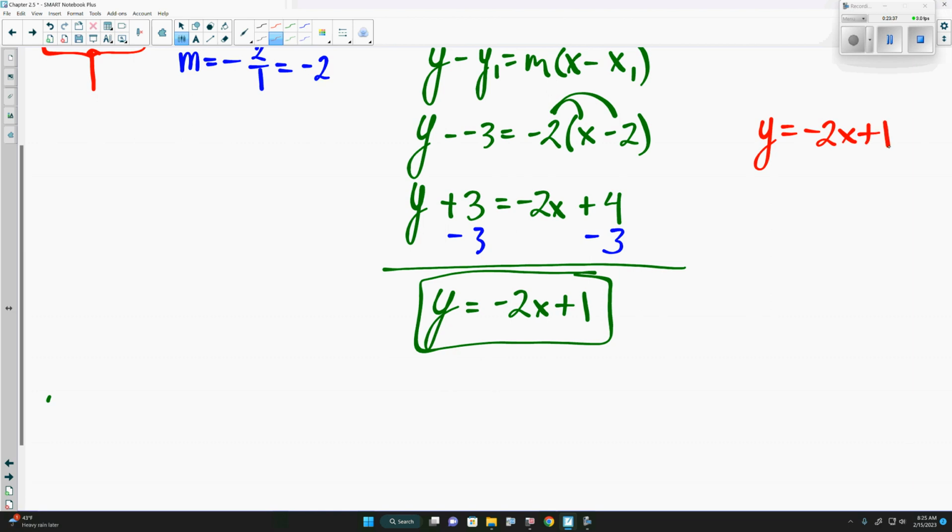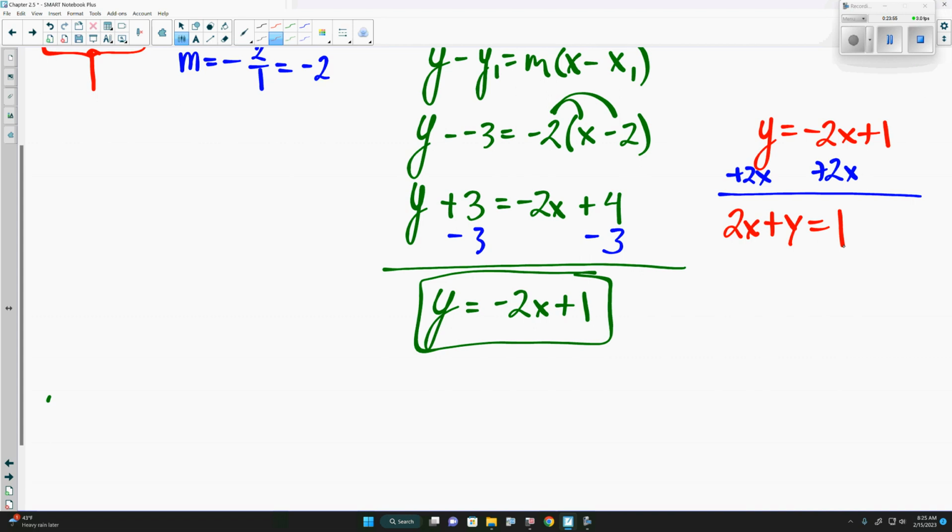Now we also need it in standard form. Standard form, the x and y are on the same side. So from this equation, we can just add 2x to both sides, telling us that 2x plus y is equal to 1.